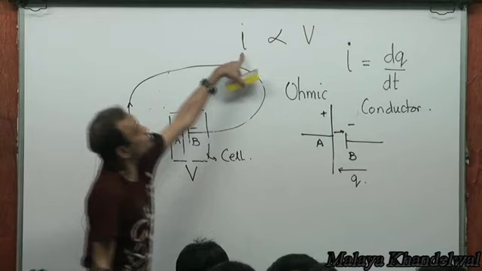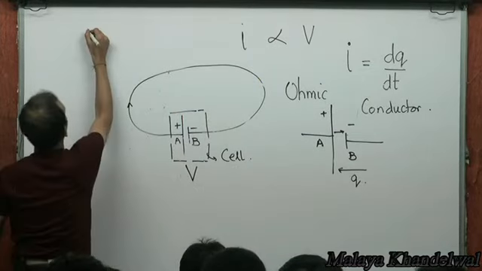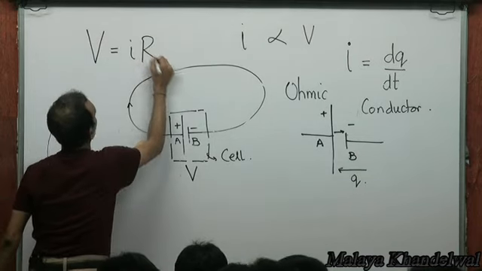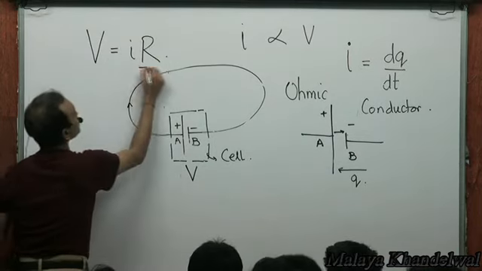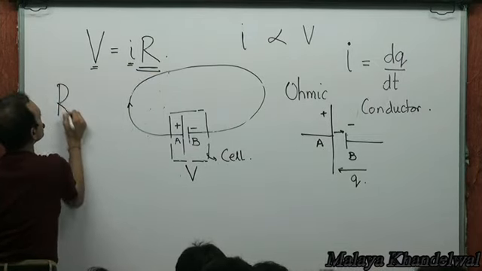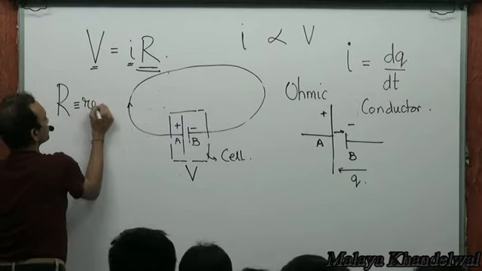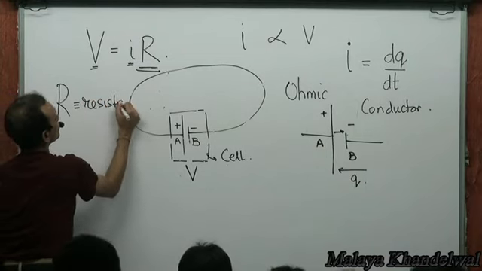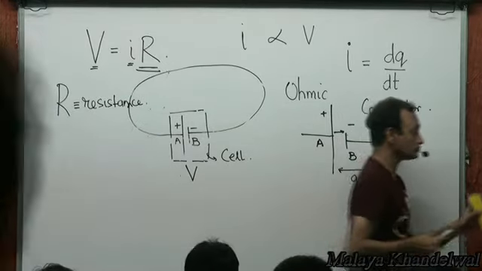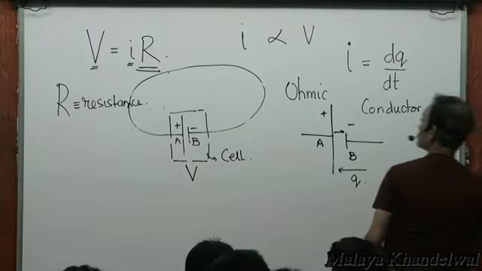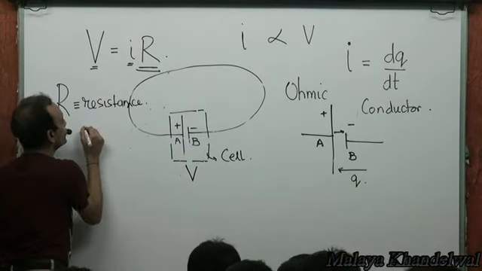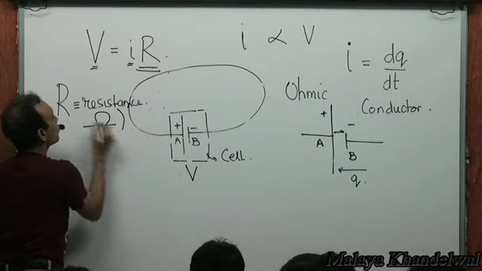The constant of proportionality between I and V is called the resistance R of the conductor. This is the constant of proportionality between V and I, and it's referred to as the resistance R of the conductor. It's measured, as you already know, in SI units, ohms.